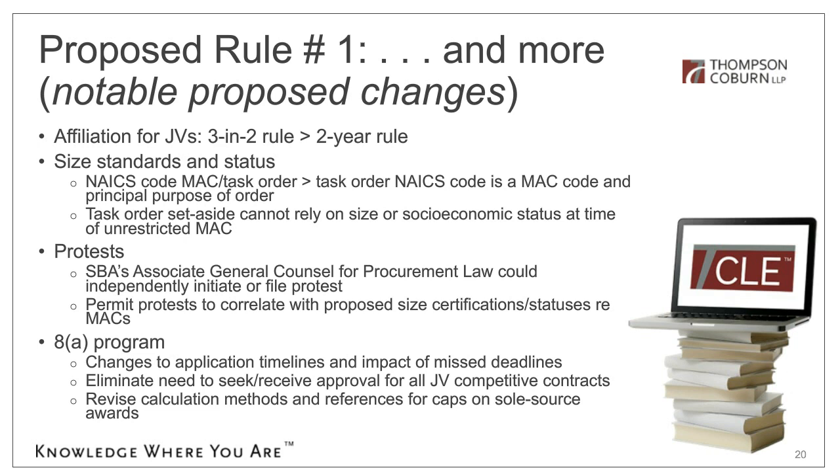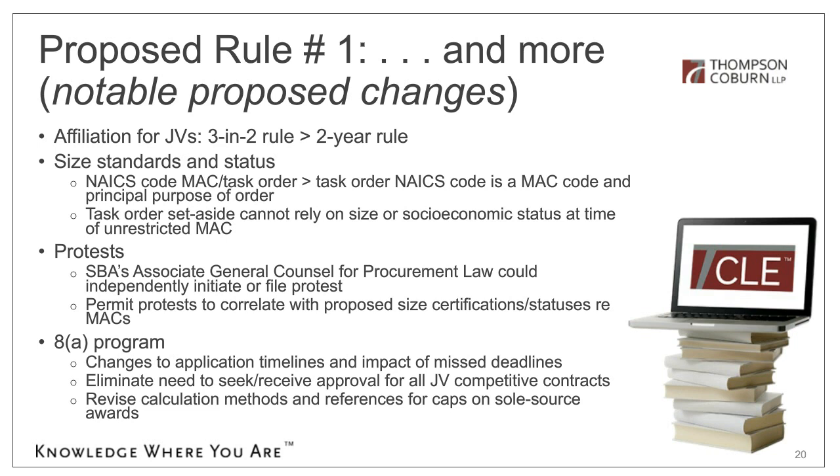Some of the other things that SBA noted were some proposed changes to size standards and status. Up till now, a multiple award contract that has task orders awarded under it, the task orders have the same NAICS code as the multiple award contract. SBA is proposing to change things so that a task order has to have a NAICS code that is one of the multiple award contract NAICS codes and is the principal purpose of the task order.